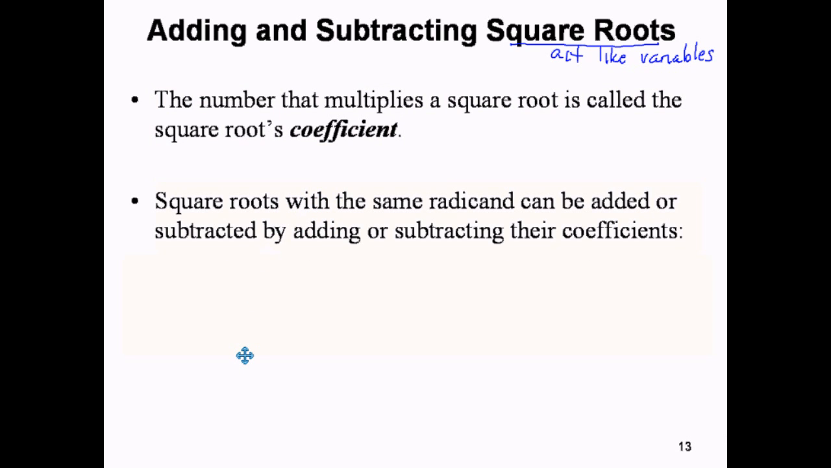Square roots with the same radicand, that's the number under the square root sign, can be added or subtracted by adding and subtracting their coefficients. So if I have 3 times the square root of 2 plus 5 times the square root of 2, these match, so I can add them together. What that equals is 3 plus 5 times the square root of 2, or 8 times the square root of 2.